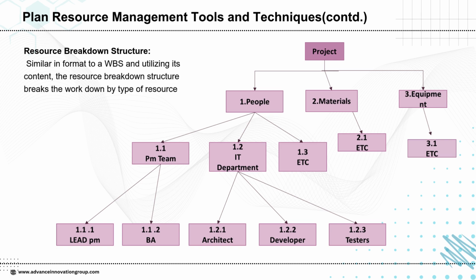The purpose of this structure is to clearly identify all types of resources required, making planning, allocation, and cost estimation more systematic. For example, in an IT project, we don't just list tasks but also ensure the right people, tools, and materials are in place.